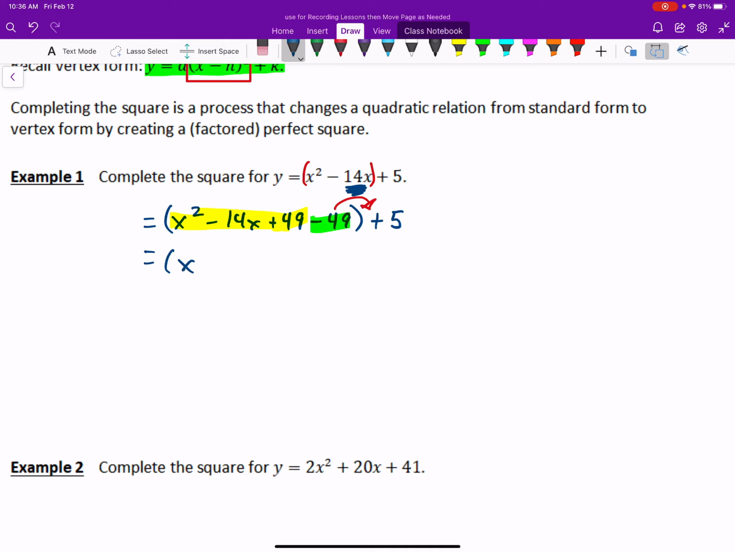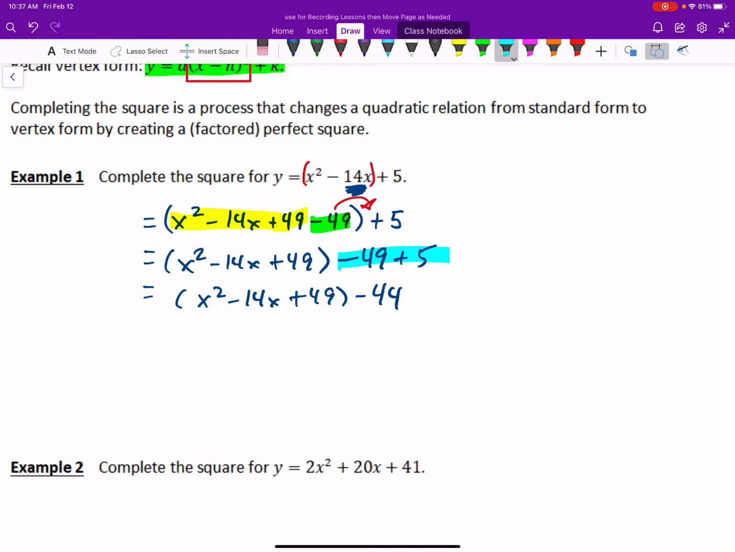So I'll have x squared minus 14x plus 49. And I'm going to take that 49 out, and I'll have minus 49 still plus 5. Okay, so inside the brackets, perfect square. Outside the brackets, just sort of the leftover junk. So I could even simplify what's outside the brackets for now if we want to really take this slow. So negative 49 plus 5 gives negative 44. So I can just collect those together. These are like terms, aren't they? They can just be collected.